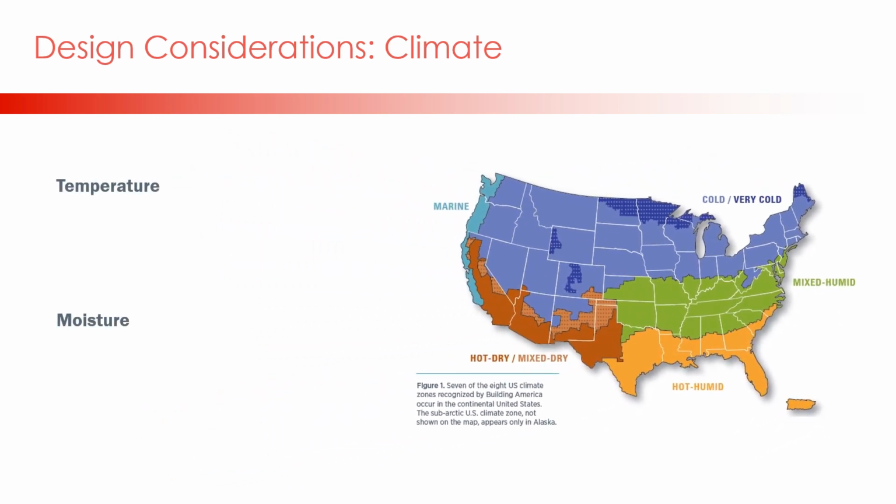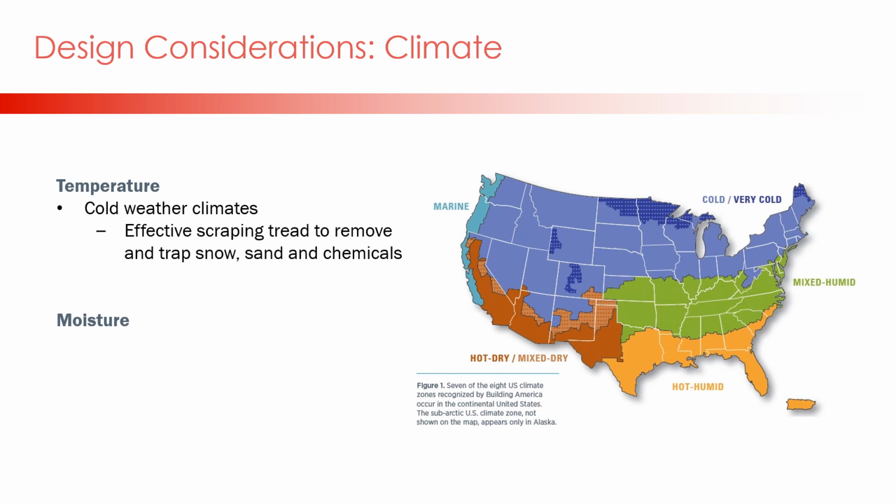Climate zones in the U.S. are based on 2 parameters: temperature and moisture. Buildings in a cold and wet climate will need effective scraping action to remove and trap snow, sand, and chemicals from shoes and boots, as well as an absorbent component to dry shoes and prevent slipping. They will also require a grille or mat that is longer in the traffic direction in order to remove the heavy, wet debris carried in during the winter months.